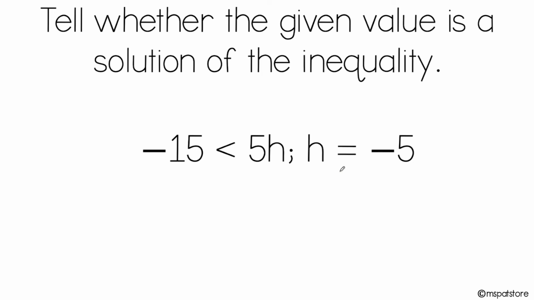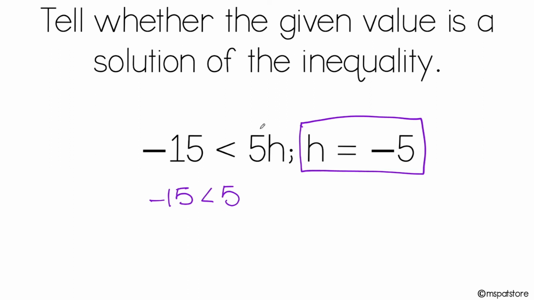Please pause the video and try to do this exercise by yourself. Here, they tell you how much is a. Very good. So we're going to tell whether this given value is a solution to this inequality. So we have -15 is less than 5. As you can see, this is multiplication. So I'll do 5 times -5. Okay? So we have -15 is less than 5 times -5. It is -25.